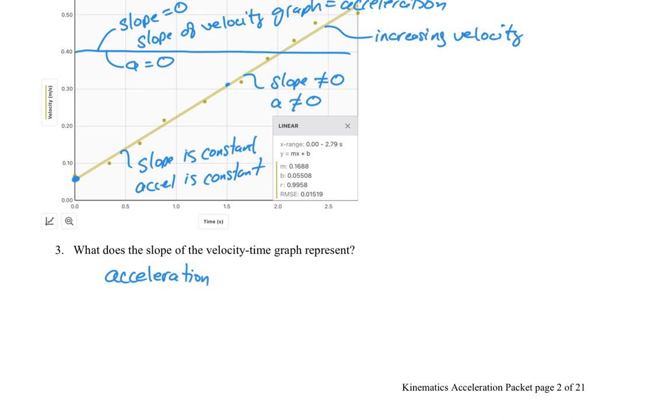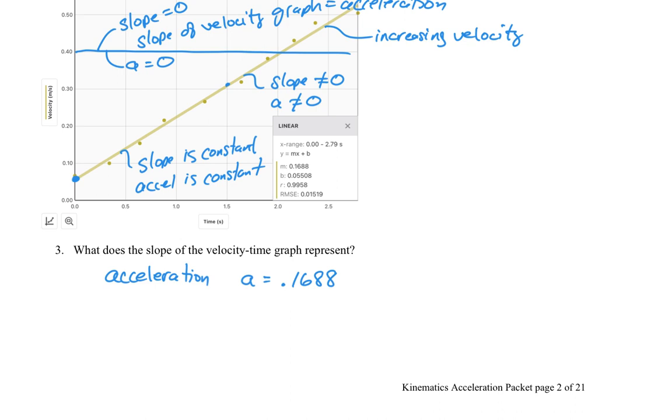So let's go ahead and take a look. We can also see that the acceleration here is given by the slope, right? If the acceleration is given by the slope, we can tell that the acceleration for this particular graph is going to be 0.1688. So here we can say the acceleration is 0.1688. But we need some units here.